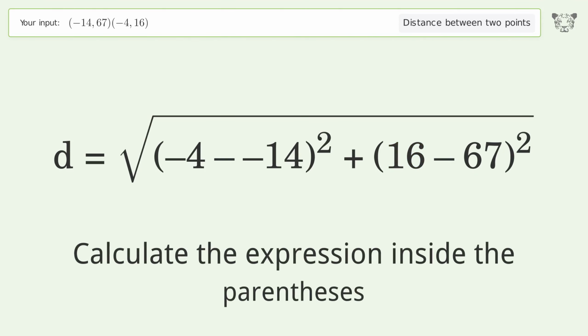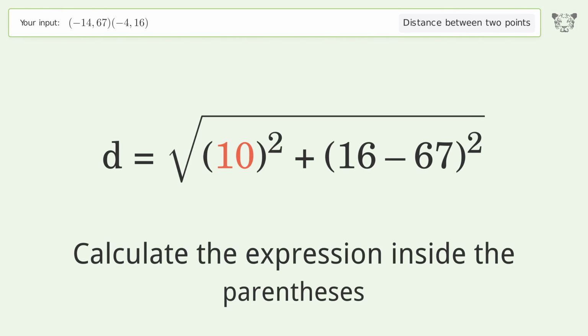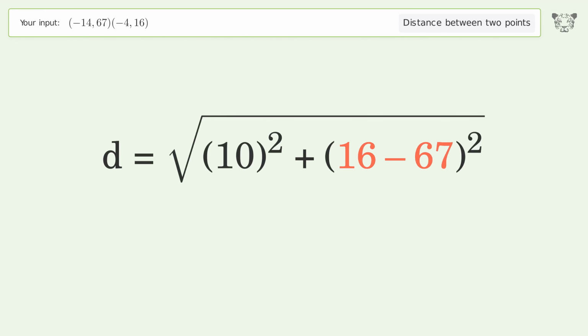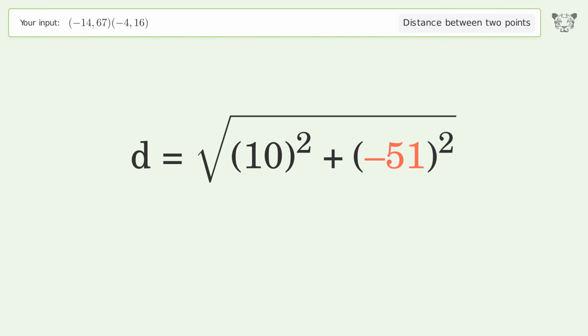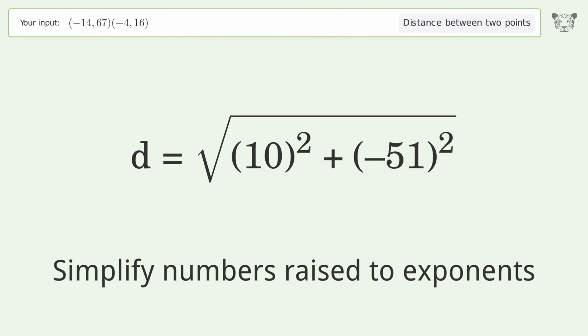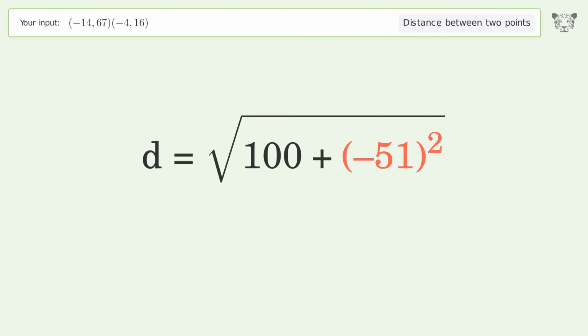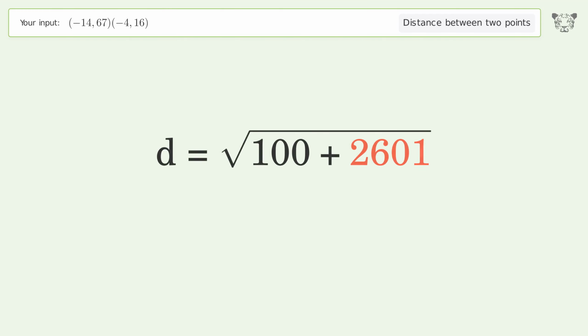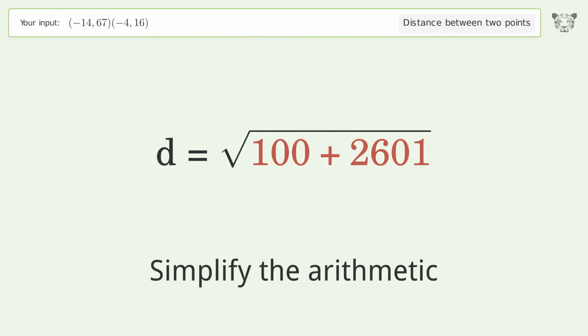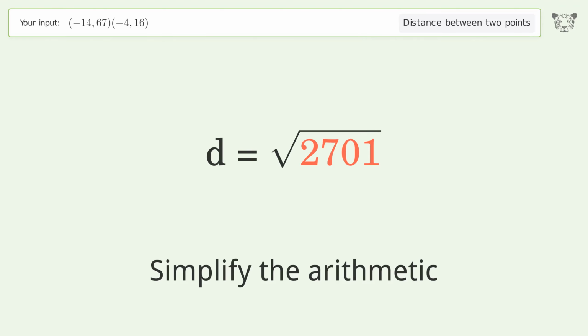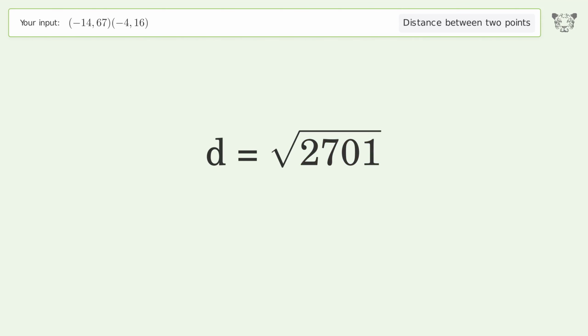Calculate the expression inside the parentheses. Simplify numbers raised to exponents. Simplify the arithmetic. And so the distance between the 2 points is the square root of 2,701 or 51.971.